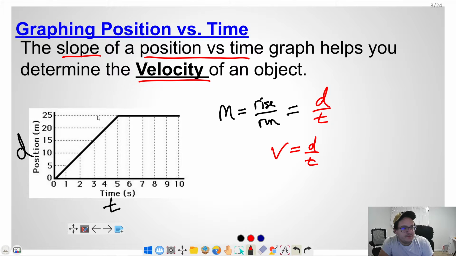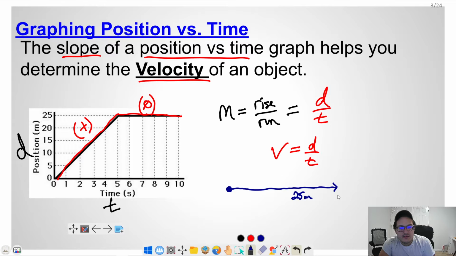Let's look at this example. We start off with a positive slope, and then we level off. So this slope is then going to be 0. It's not going up, it's not going down, it's just there. So what can we do with this now? I'm going to draw a little picture here. If we have this little dot following this line, after a while it would go to the right for 25 meters, and then it would stop.